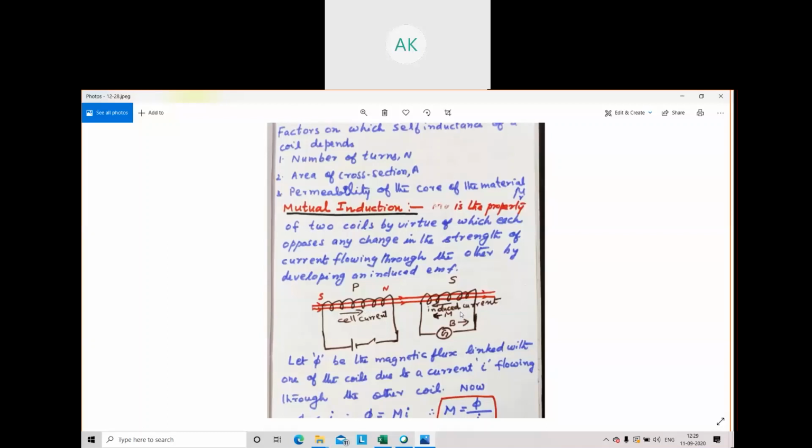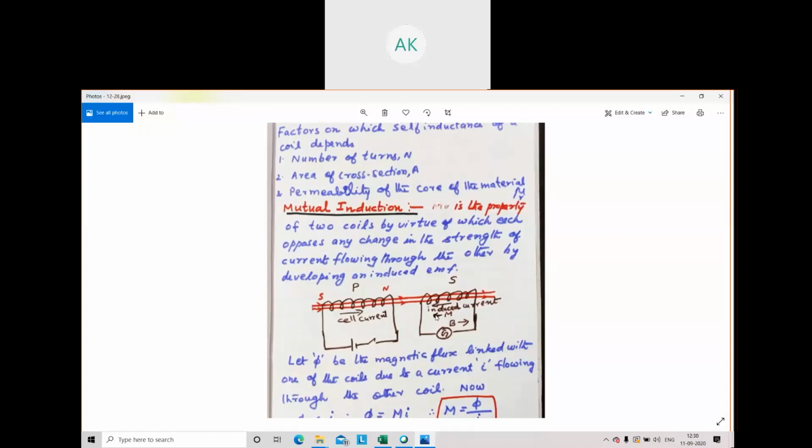So here in this end, the opposite pole will be developed, not like that. It will be developed to oppose that. To oppose that, a north pole will be developed. So current will flow in the opposite direction. So the induced current flows in this direction, left to right.